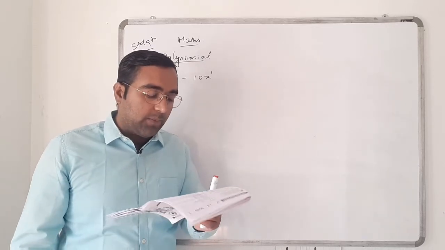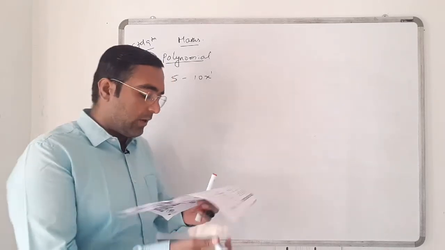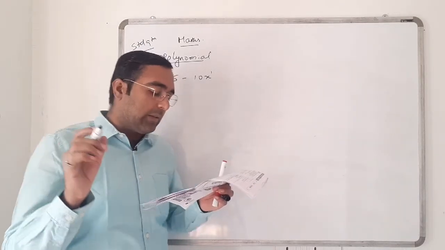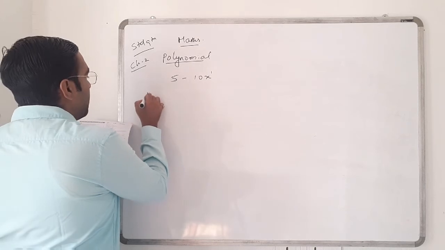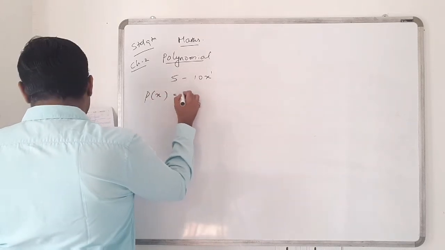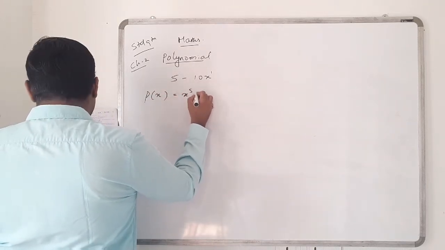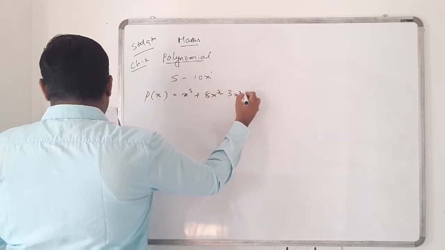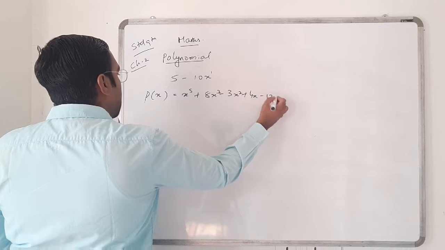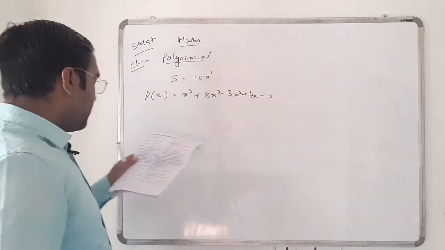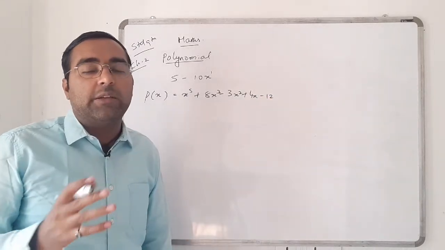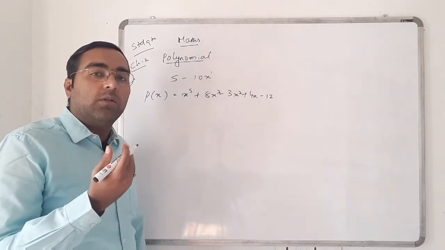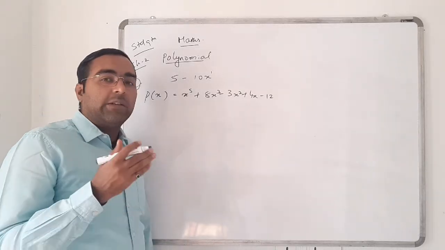Question number 12: p of x is equal to x raised to 5 plus 8x cube minus 3x square plus 4x minus 12. Symmetry of x raised to 4, that means what is the coefficient of x raised to 4.